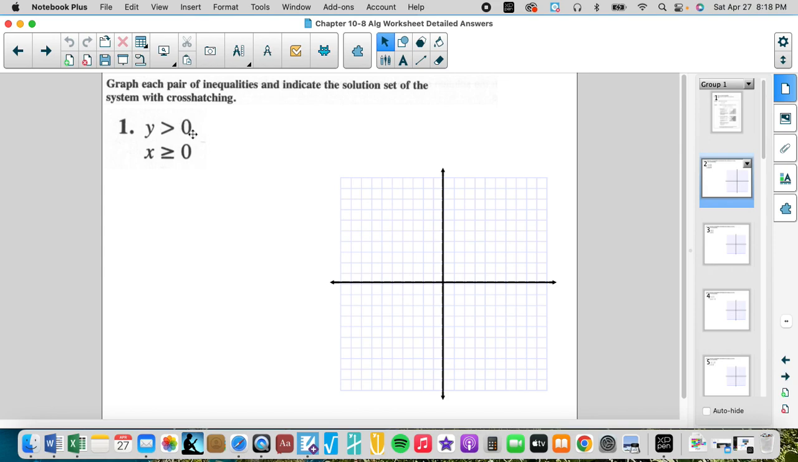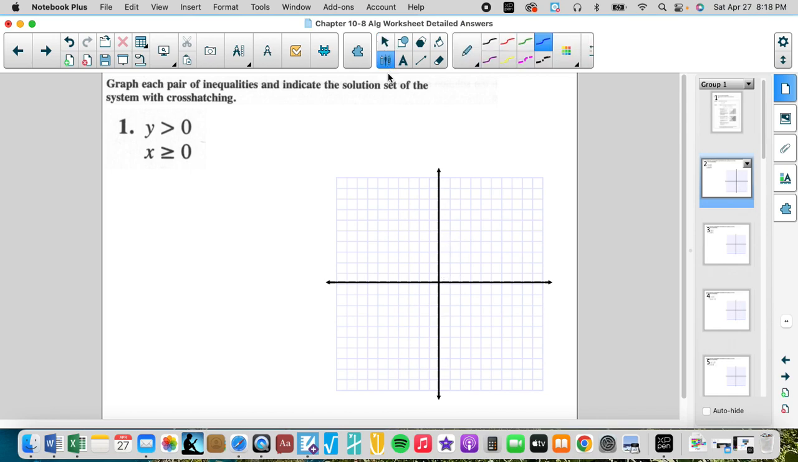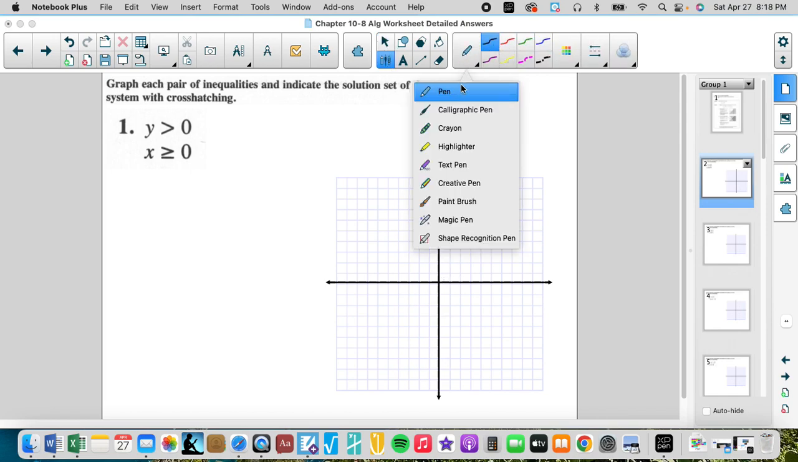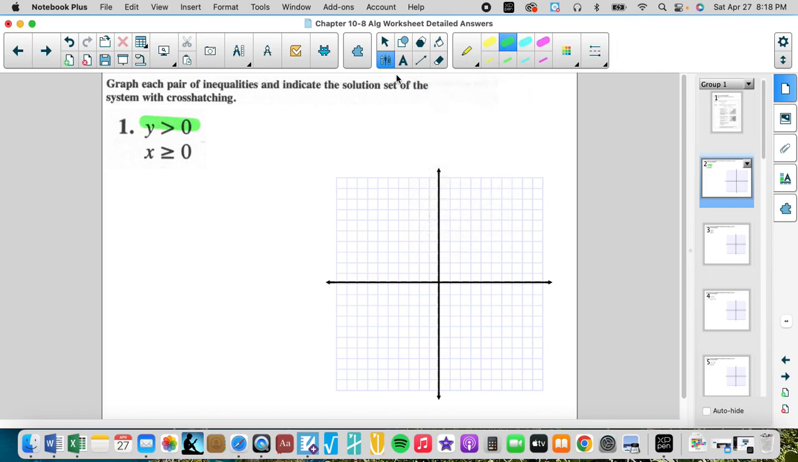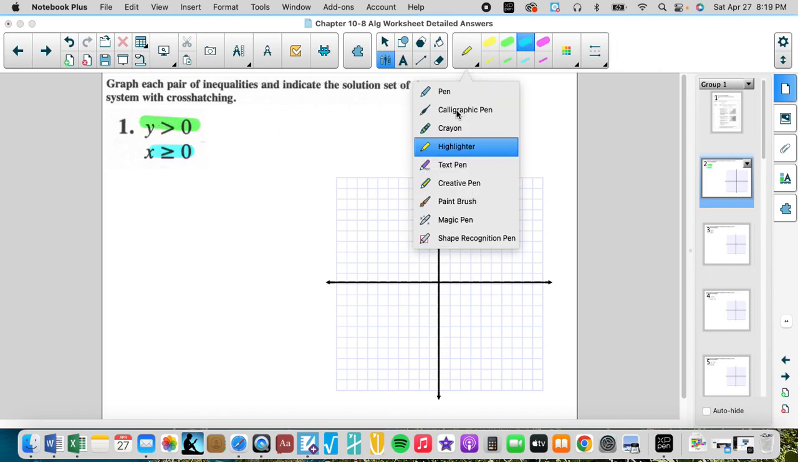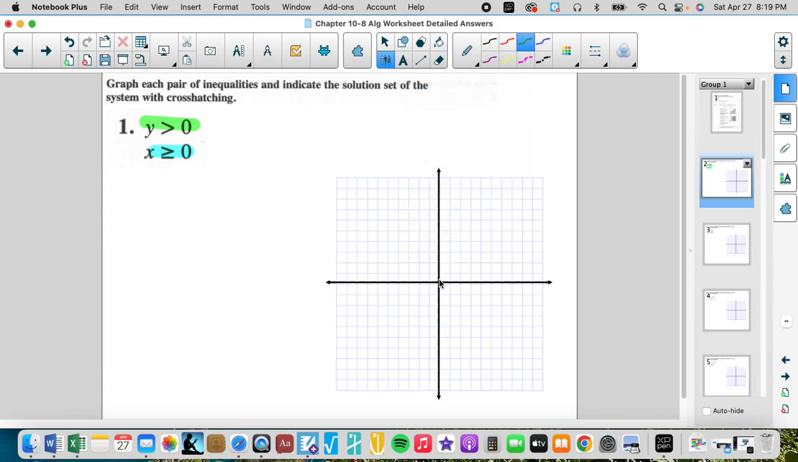They give us two lines, horizontal and vertical. So y is greater than 0, and that's on the axes. It goes through the y-axis at 0, and it's going to be open. Let's do colors. We'll do that in green, that in blue. So we'll do that green. It's going to be an open circle. We have a dotted line right along the x-axis because that is where all our y values are 0.